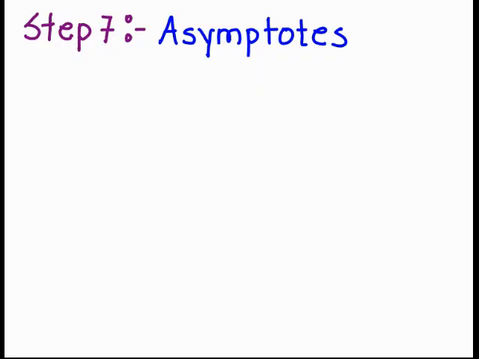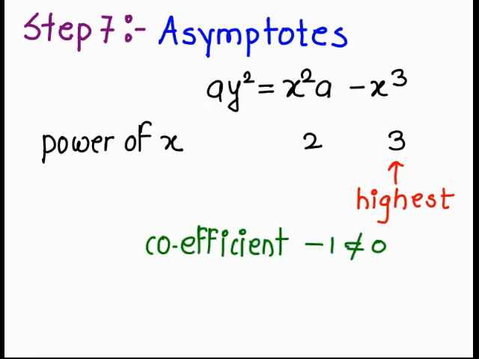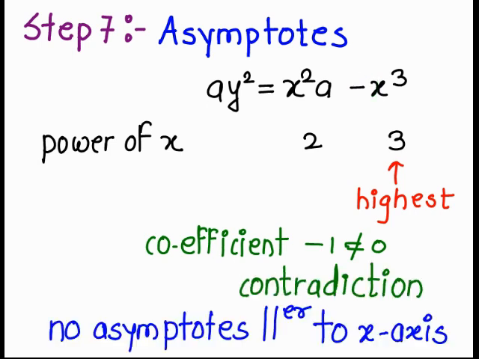Now in step number 7, we need to find the asymptotes. To find an asymptote, first of all we write the equation. Now we find the power of x. What are the powers of x here? 2 and 3 are the powers of x, and out of these the highest is 3. By equating the coefficient of the highest power of x, what we have is minus 1, which is not equal to 0. Therefore we get a contradiction. So there is no asymptote parallel to the x-axis.